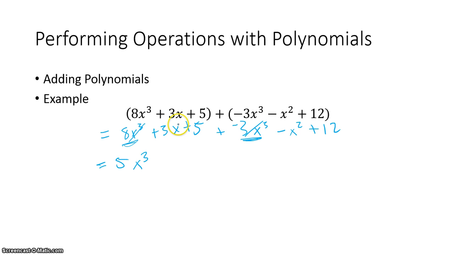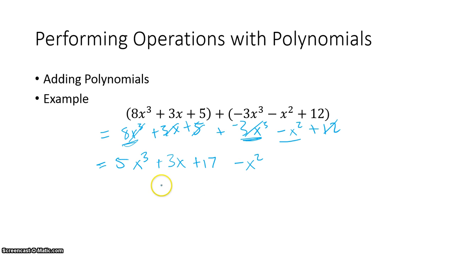So next up, I'll look at 3x. X is my variable, has an exponent of 1. So I look through and I ask myself, are there any other terms with the variable x and a power of 1? Well, no, there's not, so I'm just going to leave 3x alone. Took care of that one. Next, I have a constant term 5. Are there any other constant terms to add to 5? Yes, 12. So plus 17. Cross those out. Now all I'm left with is minus x squared.